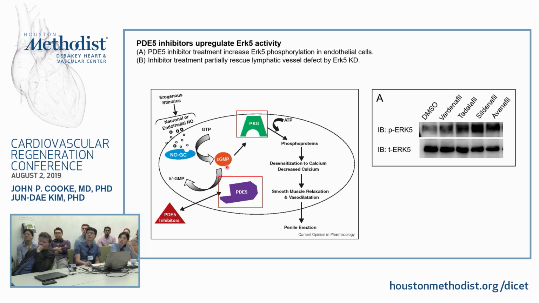Actually, cyclic GMP is converted to GMP by PDE5. That means PDE5 is an antagonist for PKG, so a PDE5 inhibitor is an agonist for PKG. In our in vitro cell experiment, we found that several PKG activators can phosphorylate the ALK5.